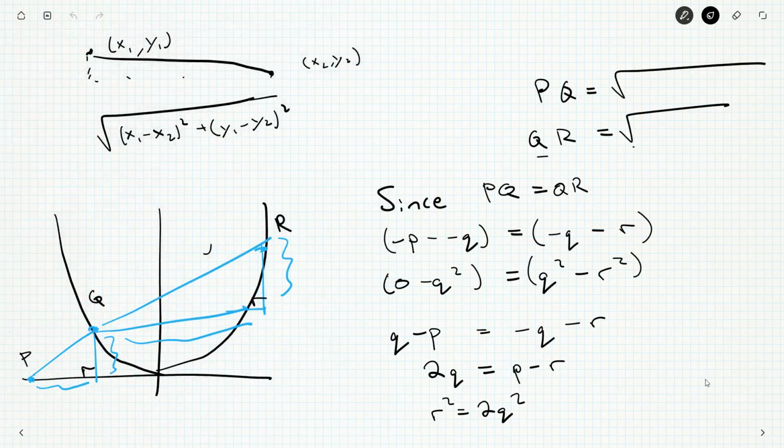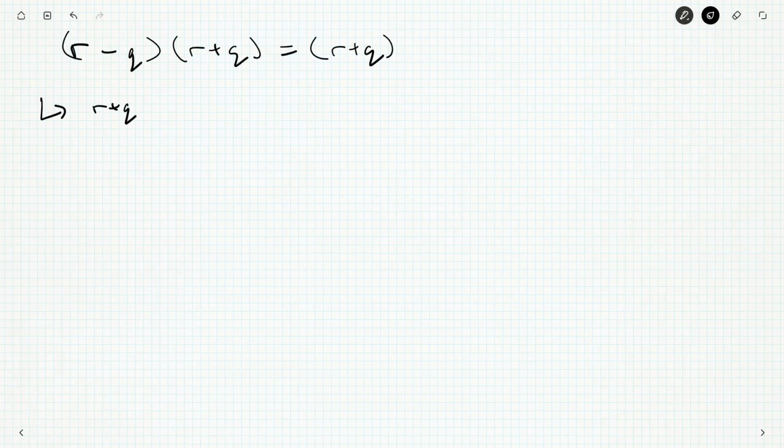So, I didn't click over enough, did I? There we go. So we've got R minus Q times R plus Q is equal to R plus Q. So we have two options. R plus Q is equal to 0, or, dividing both sides by R plus Q, we get R minus Q is equal to 1. Now, I like this one, because then we get R equals Q plus 1.